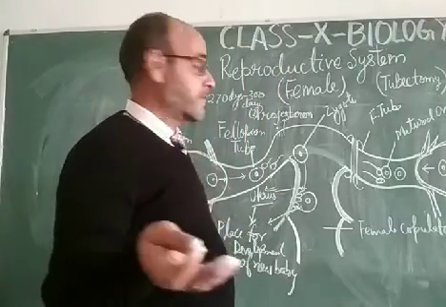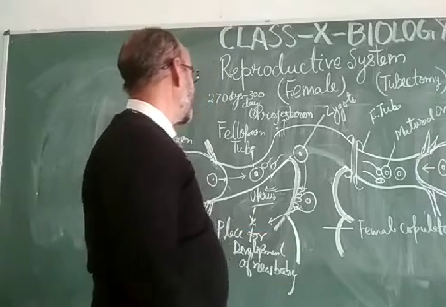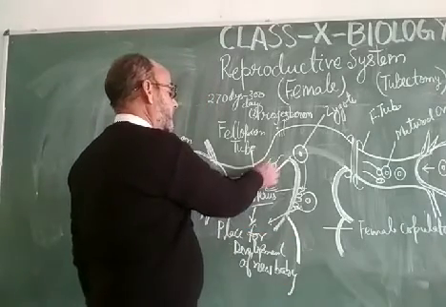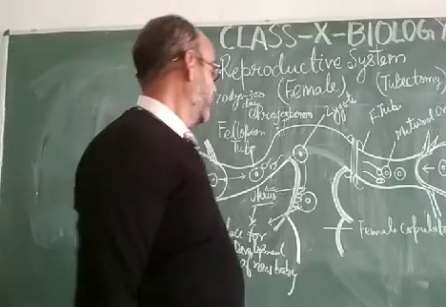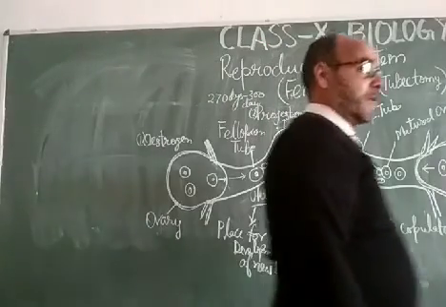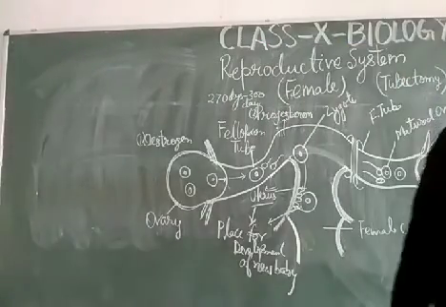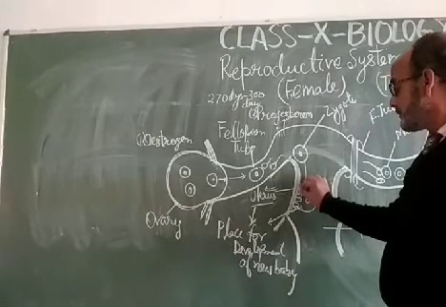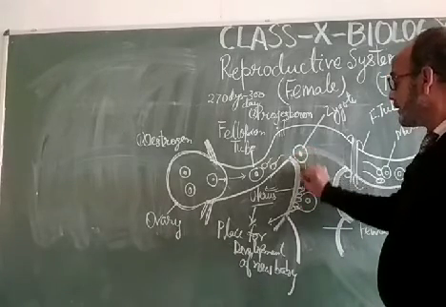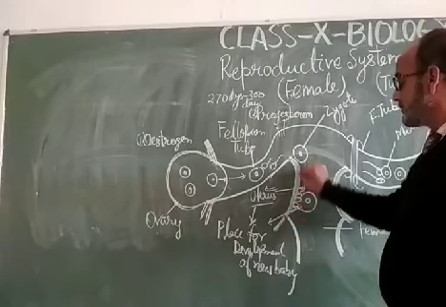Where does fertilization take place in the female reproductive part? The fertilization takes place in the fallopian tube or oviduct. Where does the placenta arise? From which place does the placenta arise? The placenta arises from the uterus, which is a thick wall endometrial structure.